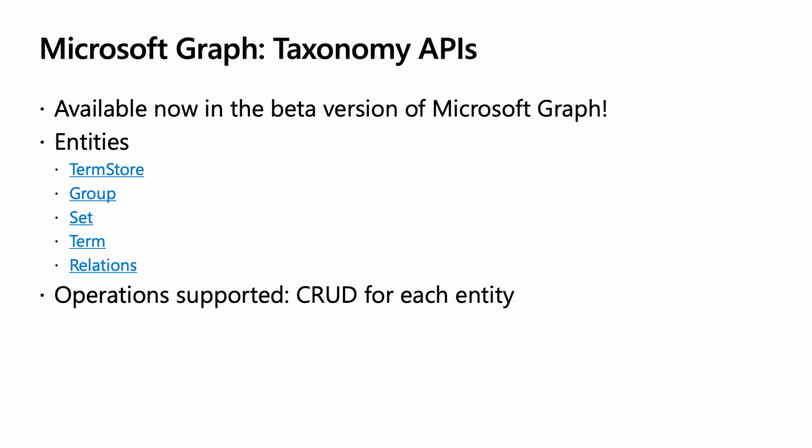Let me now spend some time taking you through the various entities. It starts with the term store, which allows you to represent the entire term store level properties. And you then have the group, the set, the term, and a new entity called relations, which models pinned and reused terms, which we discussed earlier in the admin center walkthrough. The operations that are supported are standard create, read, update, and delete operations for each of these entities.